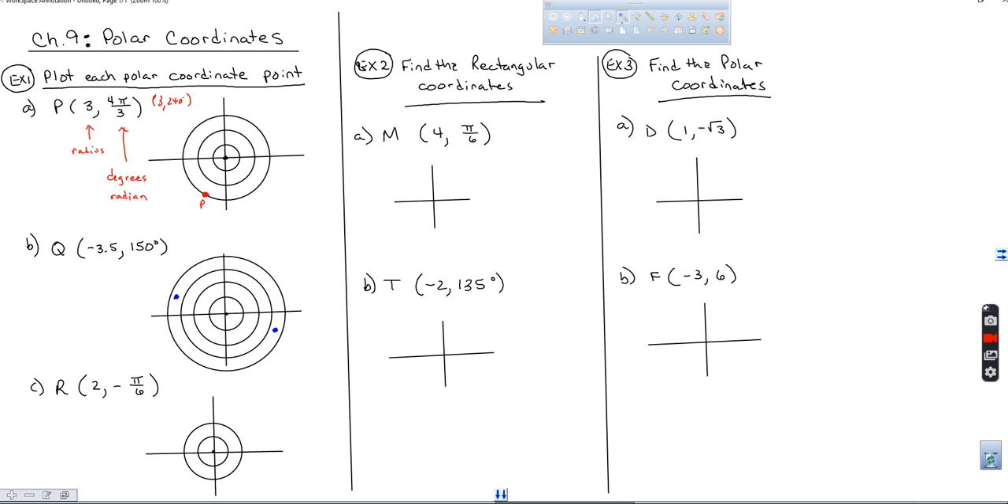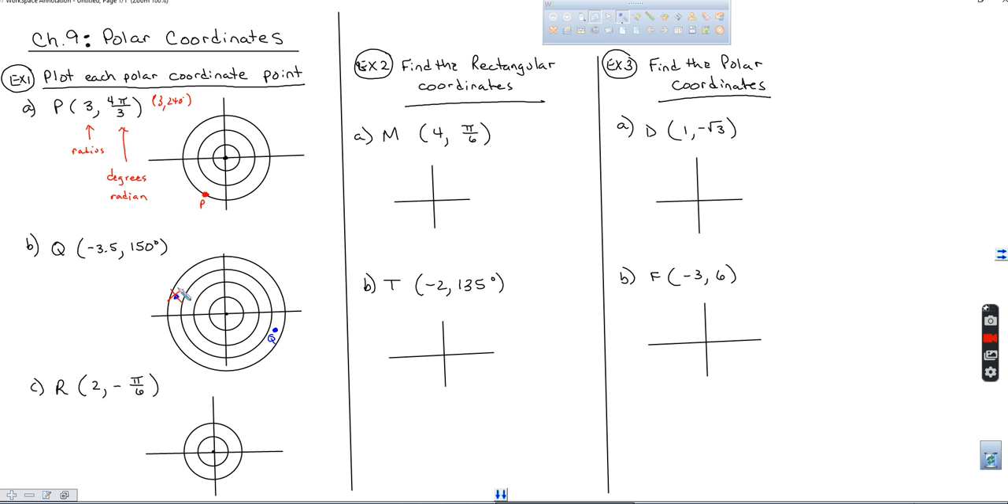So it would not be that one. Let me exit out here. It would not be that one. It would actually be this one right here. This right here would be your point Q. Point Q is right there. Because again, we went 1, 2, 3.5.